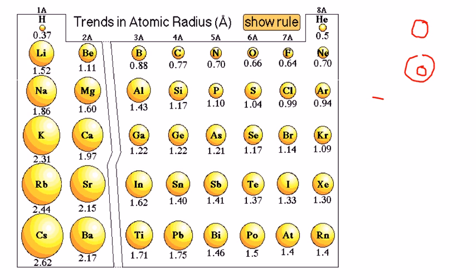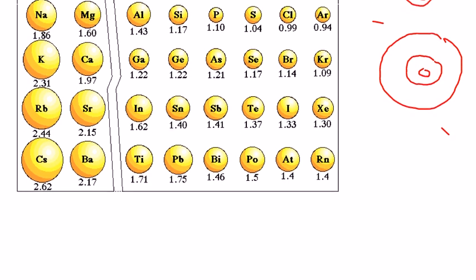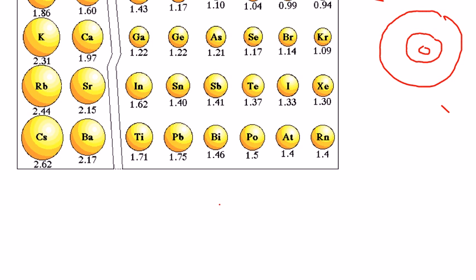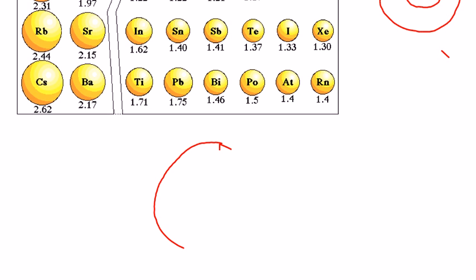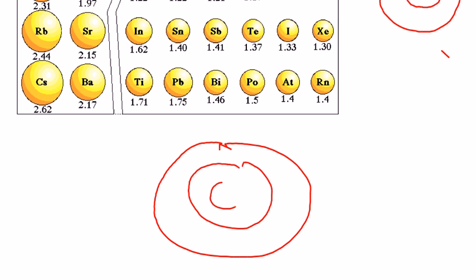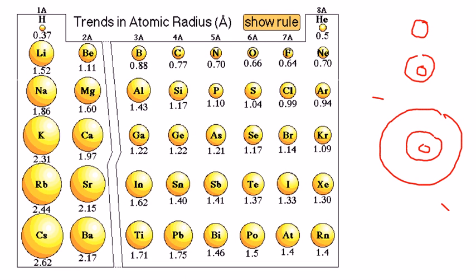Down here, I'm going to have 3 shells, even larger. Down here, I'm going to have 4 shells: 1, 2, 3, 4, even larger yet. So the number of shells is increasing as I move down the periodic table of elements, as I increase my periods or move down the group.